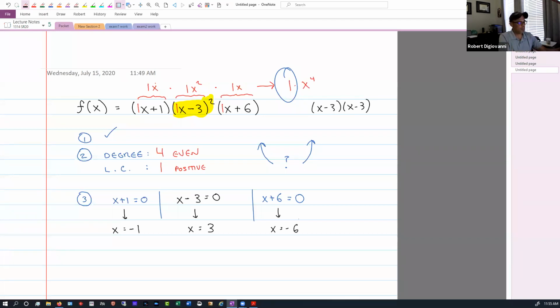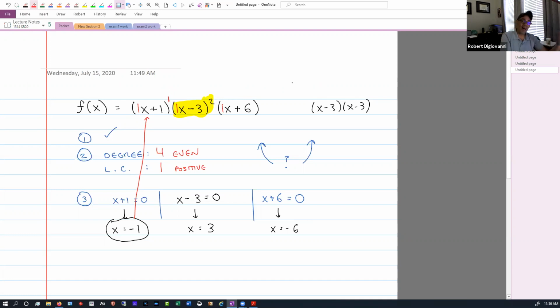Can you tell me with the multiplicity, on that first x-intercept, x is -1, whether or not we're going to cross or bounce here? So what's the power on that factor? We go back up, we take a look at this factor. What's the power here? It's 1, right? 1 is an odd number. Since it's odd, we will cross.